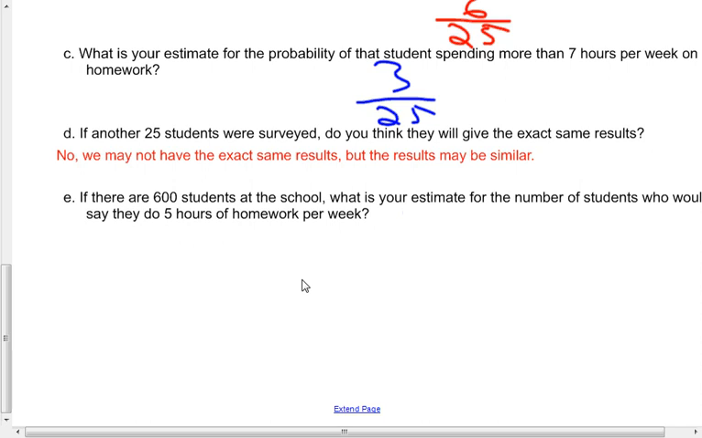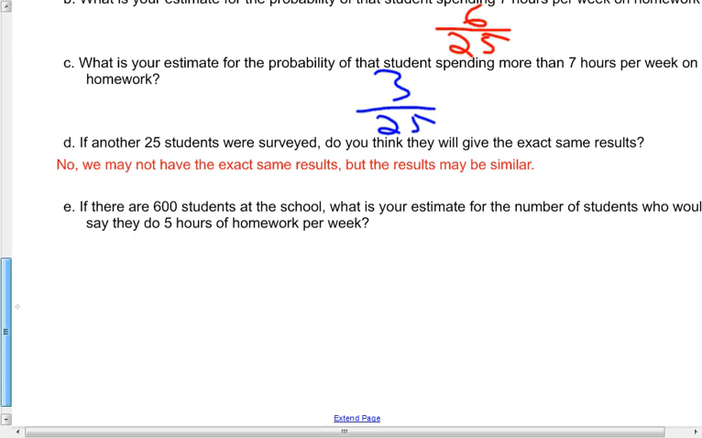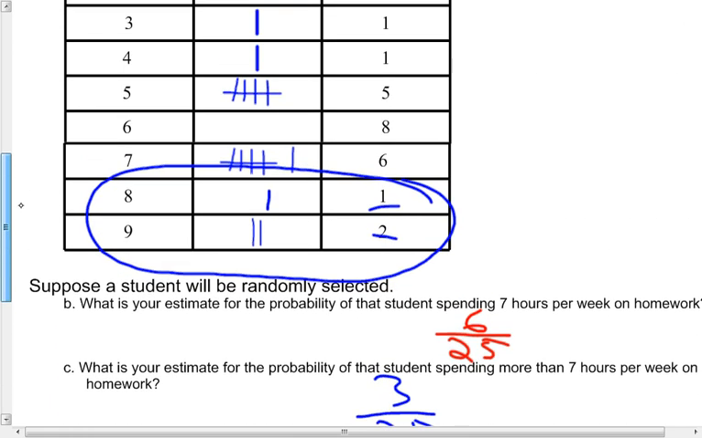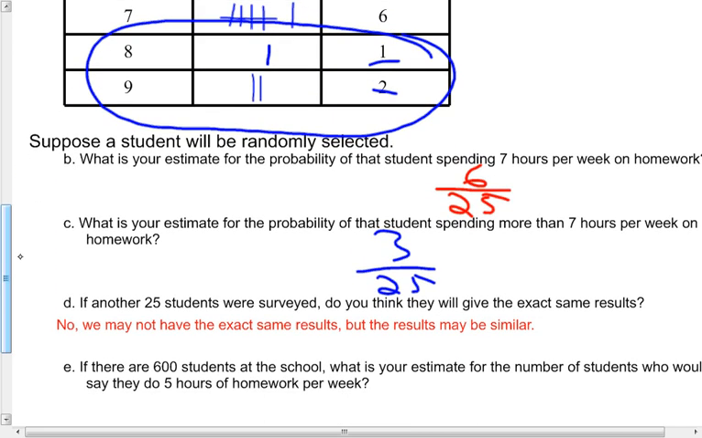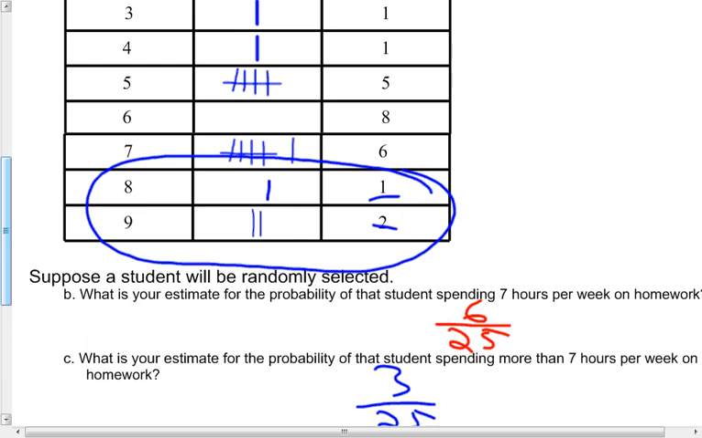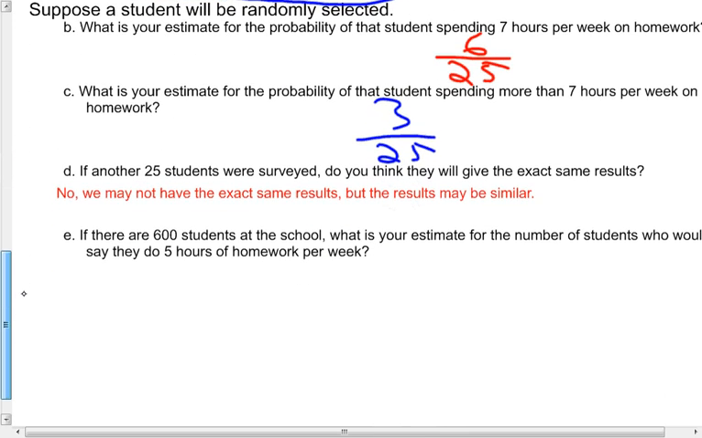And finally, question E. Here's our proportion question again. This is like the last question that we reviewed from the classwork. So here it says, if there are 600 students at the school, what is your estimate for the number of students who would say they do 5 hours of homework per week? Well, from our survey, we saw that 6 out of 25 students, nope, I'm sorry, my mistake. We saw that 5, right? 5 out of 25 students said they do 5 hours of homework per week, okay?